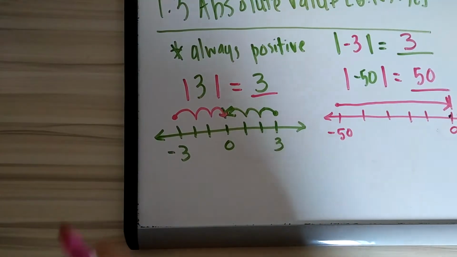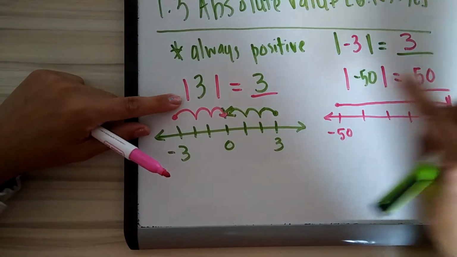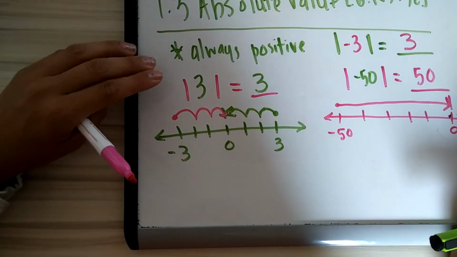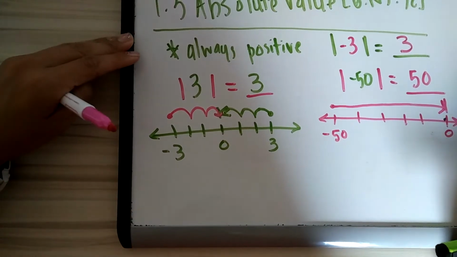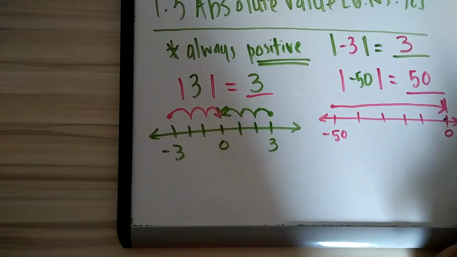So there is a pattern that we see. They have the same digits. The only difference is that they're always positive, okay? So please do not think that absolute values are opposites, okay? But they are positive because the distance has to always be positive, okay?